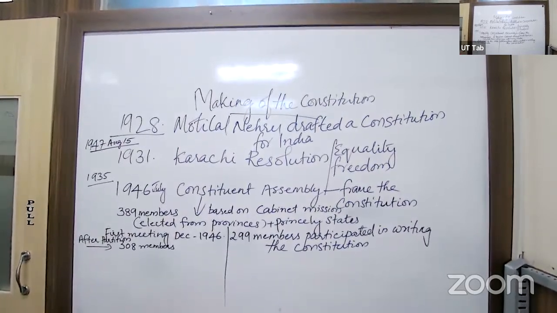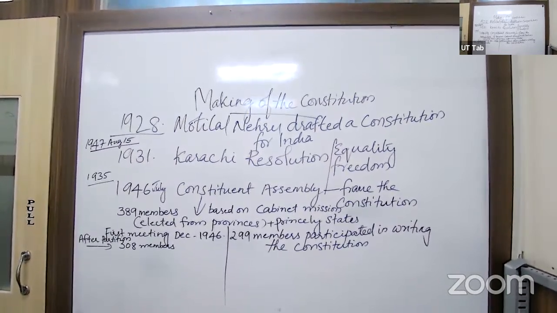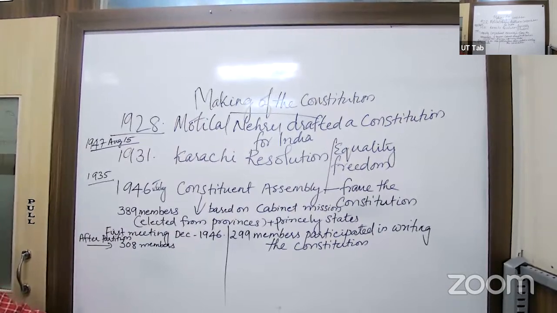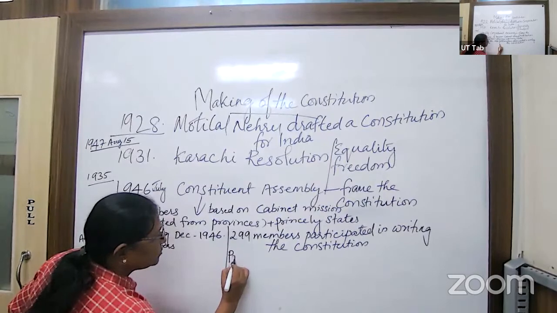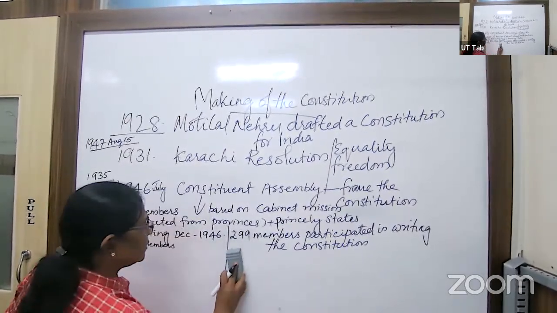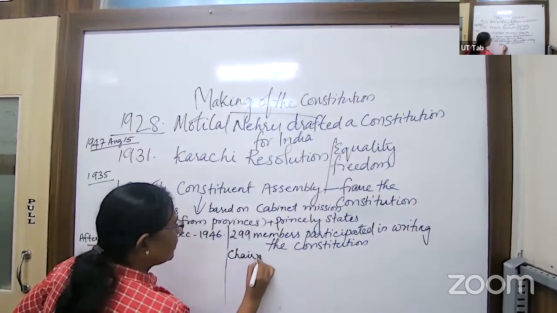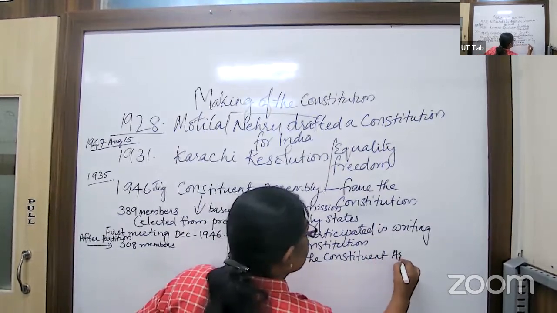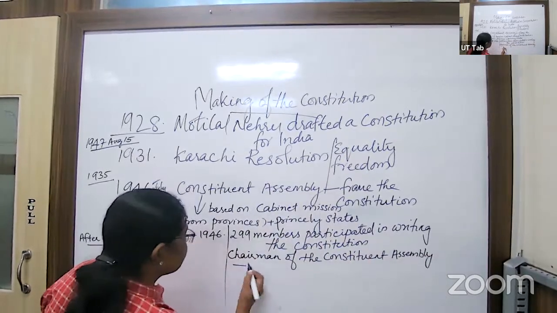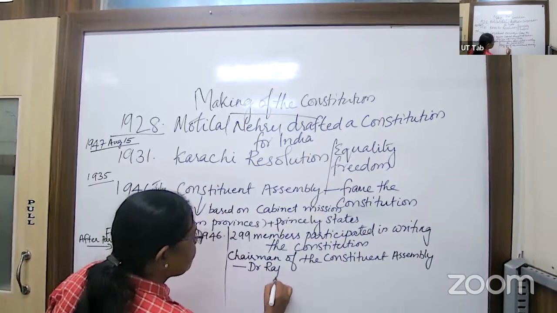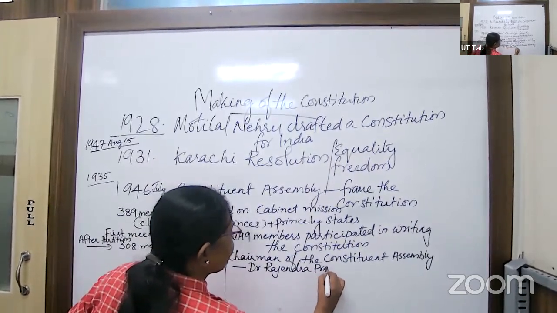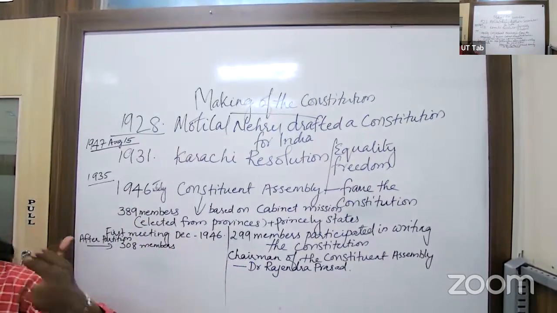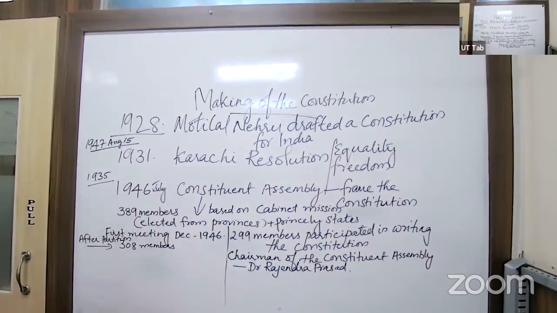Now next is that it included eminent persons. Who was the chairman of the drafting committee? Page number 21. The chairman of the Constituent Assembly was Dr. Rajendra Prasad. Who was the chairman of those 308 members? Rajendra Prasad.